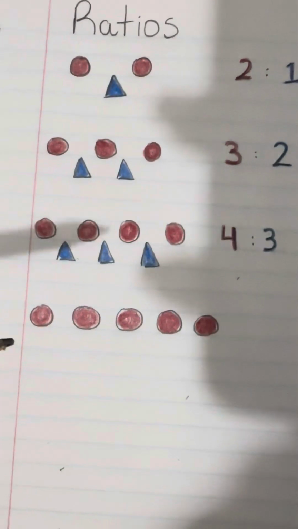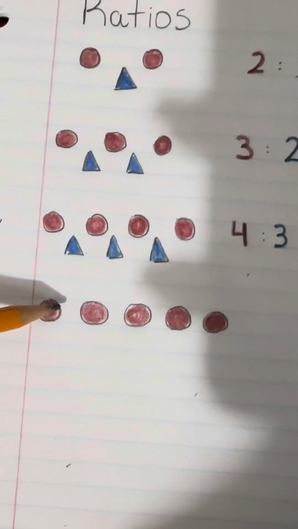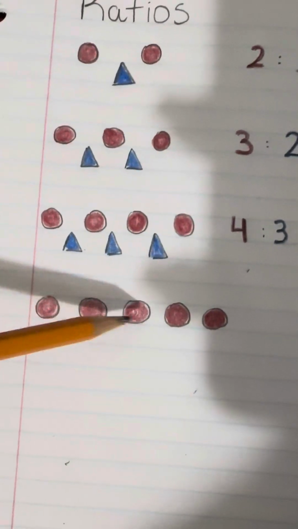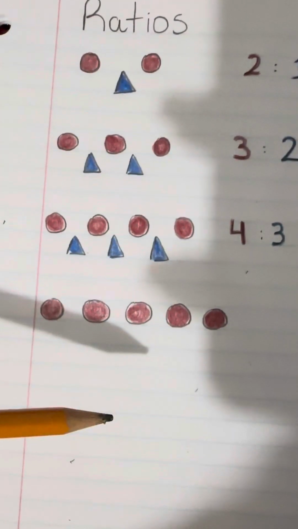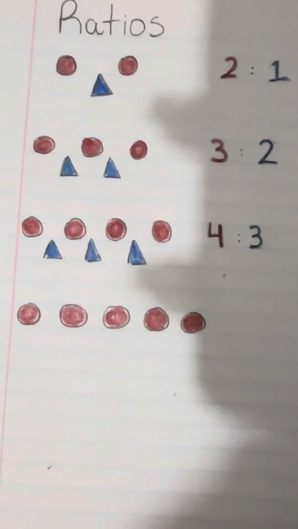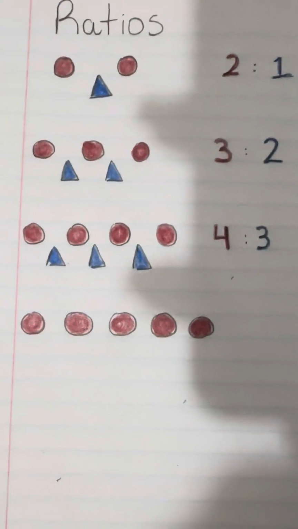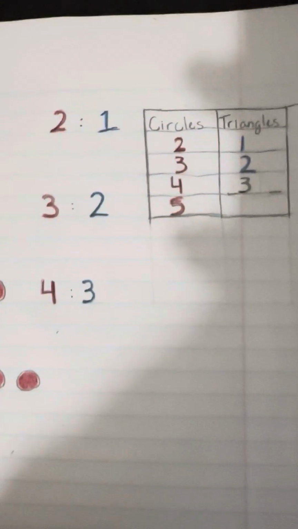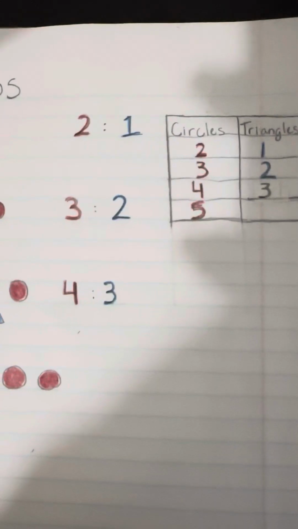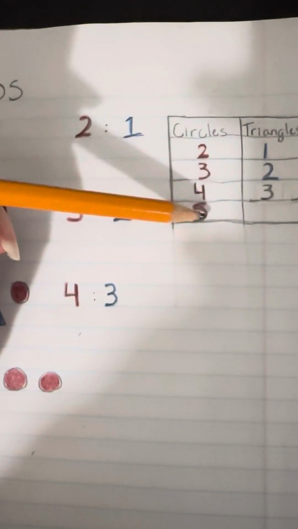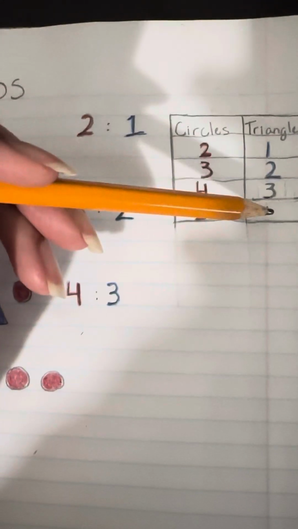Next, we want to figure out how many triangles will we have if we have 5 red circles. So there's an easy way to figure this out, and this is by creating a ratio table. So with our ratio table, we are just going to put the number of circles in this column and the number of triangles in this column.